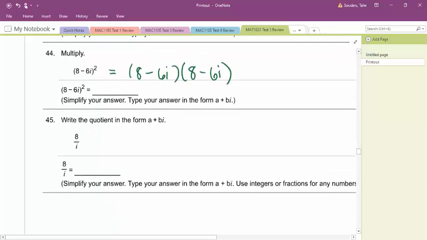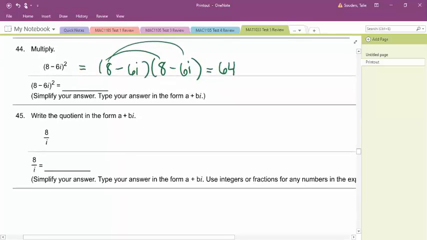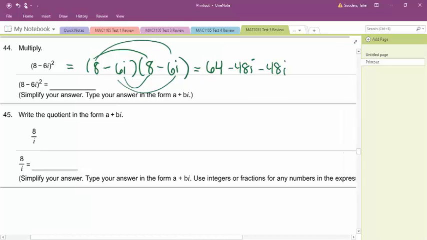What is 8 times 8? 64. 8 times negative 6i. Negative 48i. Negative 6i times 8. Negative 48i. Another one. And then negative 6i times negative 6i. Positive 36i squared.